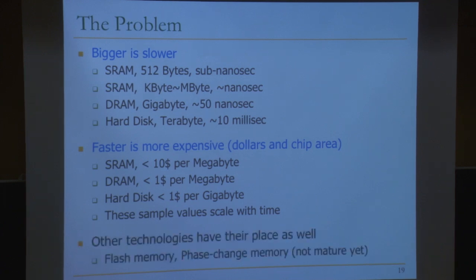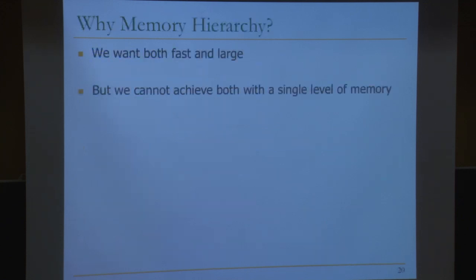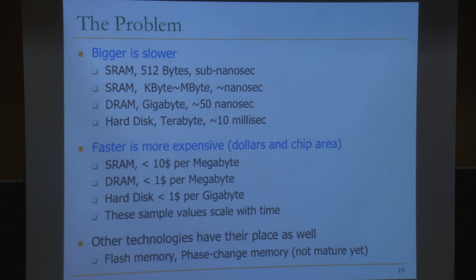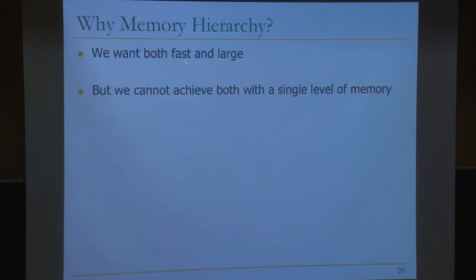And other technologies have their place as well. For example, flash memory is not here. Phase change memory, which is not mature yet, is not here. And they have their place in terms of latency and size, as well as speed and cost. But because of these trade-offs, we cannot achieve the best of both worlds. But we would like to. So we want both fast and large.